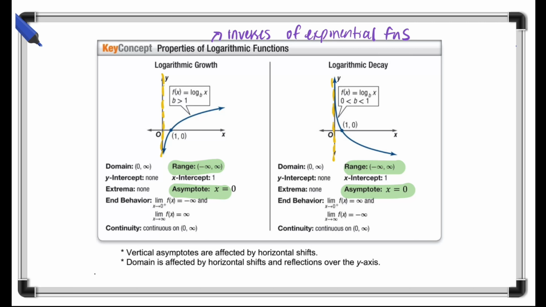With your vertical asymptotes, remember that they are going to be affected by horizontal shifts, because we're going to go either left or right, and that's going to move that vertical asymptote. Again, the domain is going to be affected by any shifts or any reflection. So just keep those in mind.